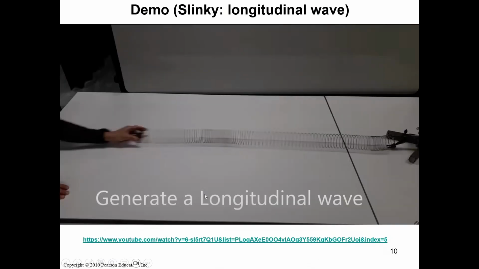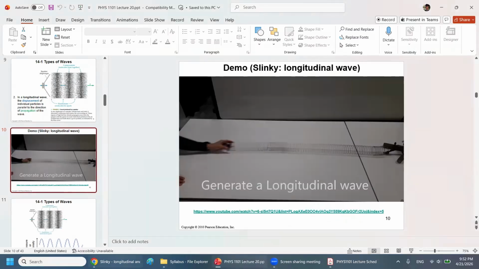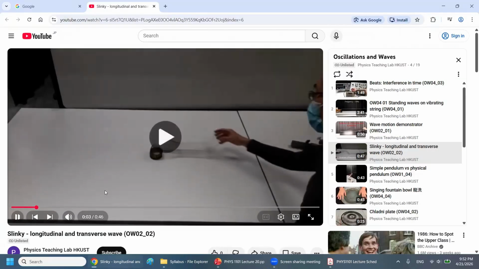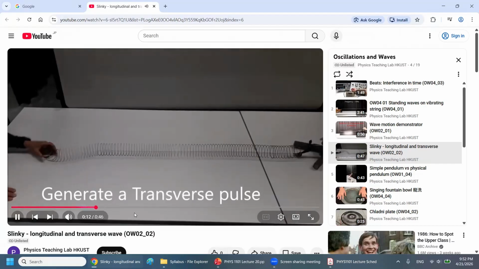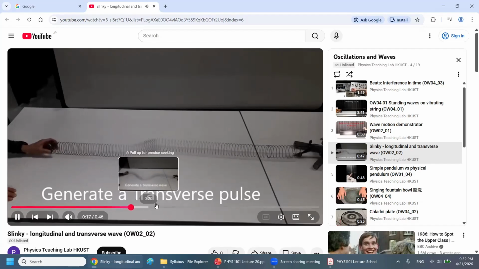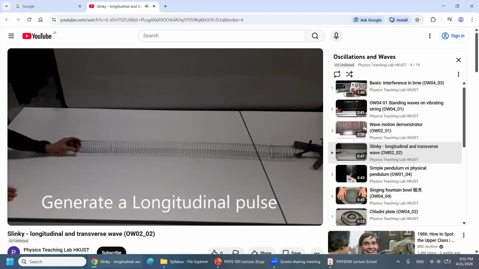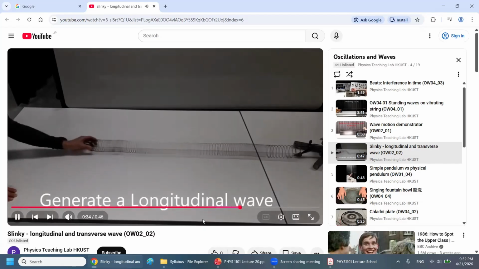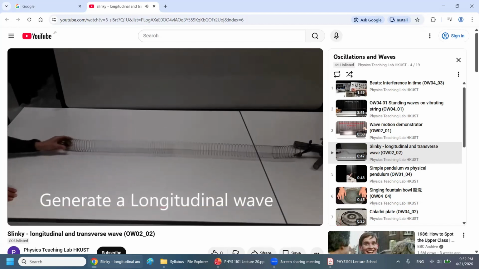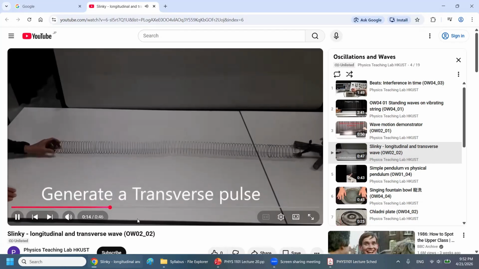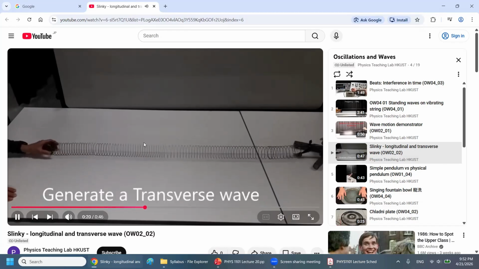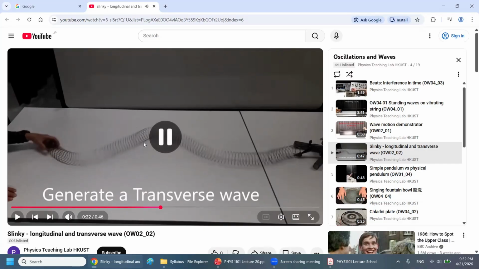And we already demonstrated this. Okay, if you have a slinky and you move one end up and down, then you will create a transverse wave. And then if you push it back and forth, then you will generate a longitudinal wave. In the longitudinal wave, the propagation and disturbance are in the same direction, right? And in the transverse wave, the propagation and the displacement directions are perpendicular to each other.